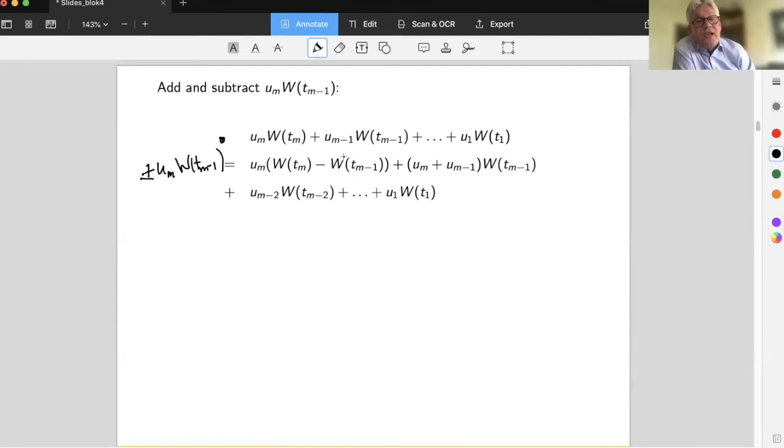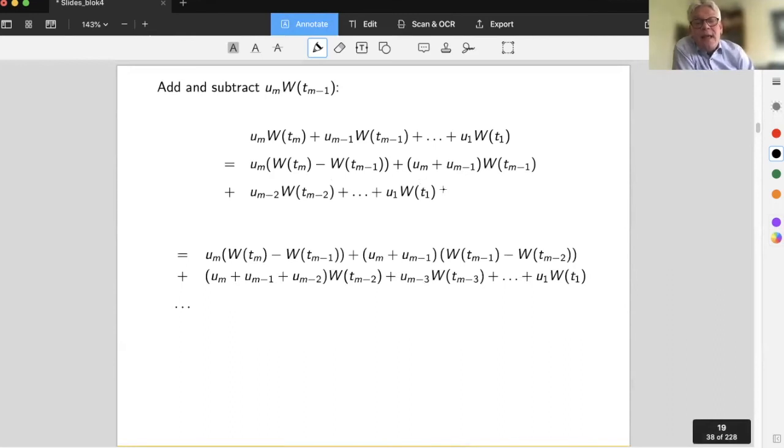The other parts don't change. This one is added, plus the one that was already there, u(m-1) Wt(m-1). This one, mind you, is already there, and the other parts don't change. So we go on with u(m-2) Wt(m-2), etc., all the way down to u1 Wt1. And now we repeat this trick. We would like to get rid of this term here. So what do we do?